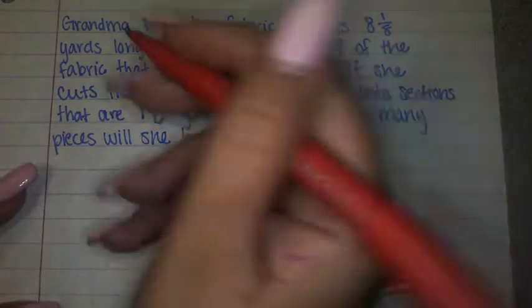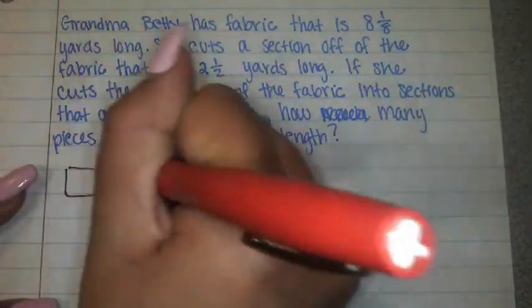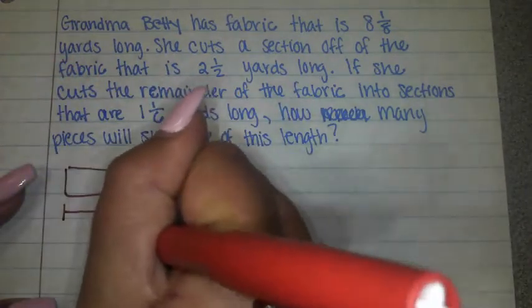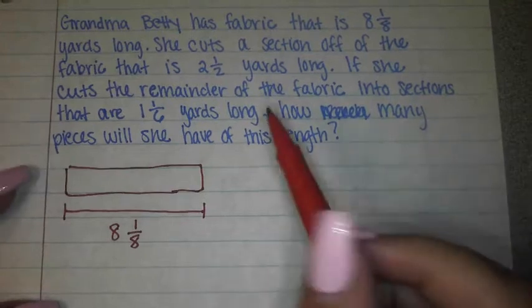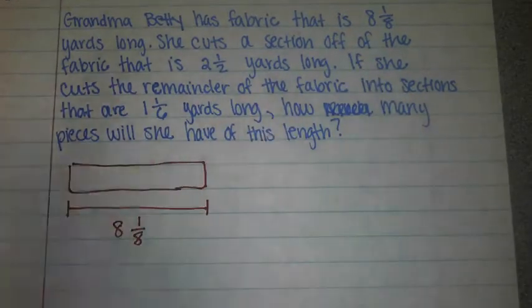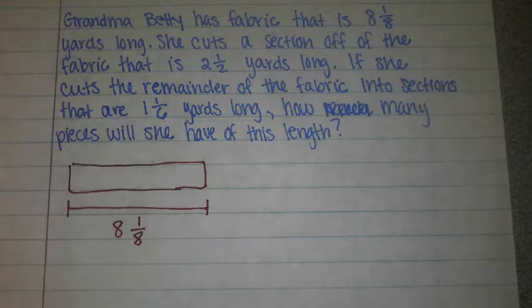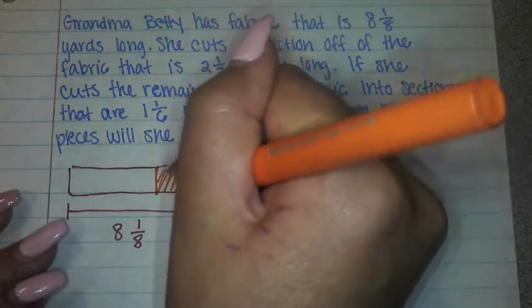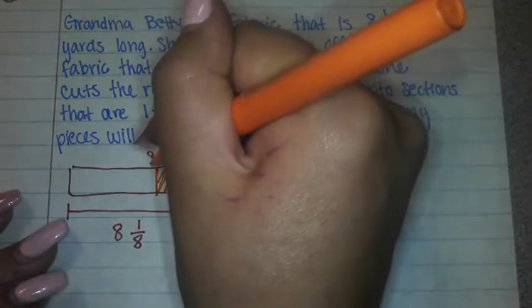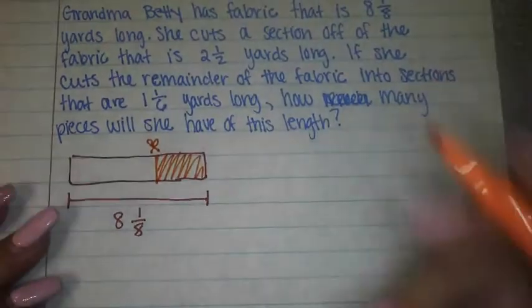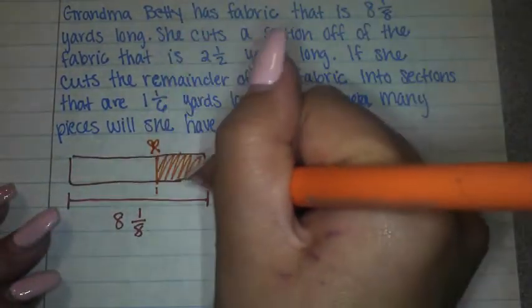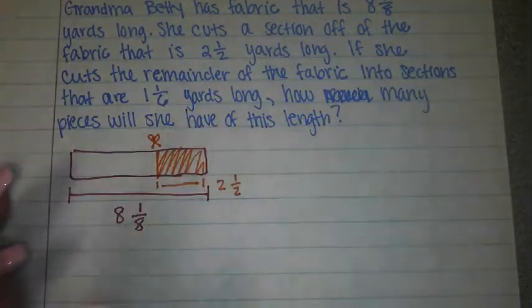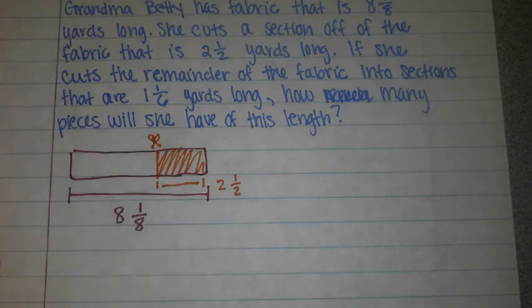So let's say this piece of fabric is the color red. And I'm just going to color it in, and it is 1/8 yards long. She cuts a section off of the fabric that is 2.5 yards long. So let's say she cuts off this much with some scissors. I'm going to shade this in orange just to represent. I'll draw some scissors to help me visualize that she cuts this. And that was 2.5 yards.